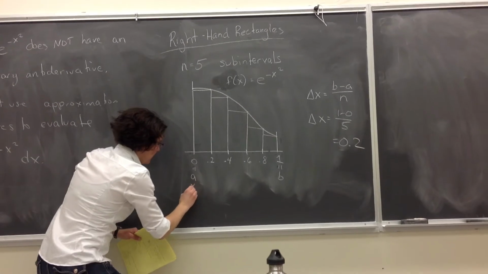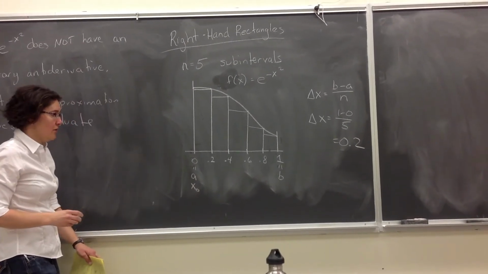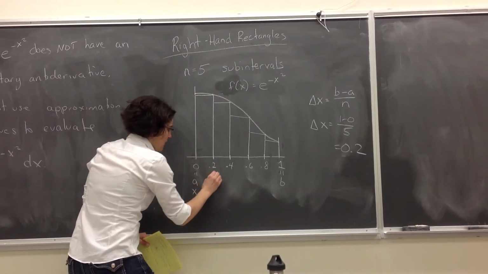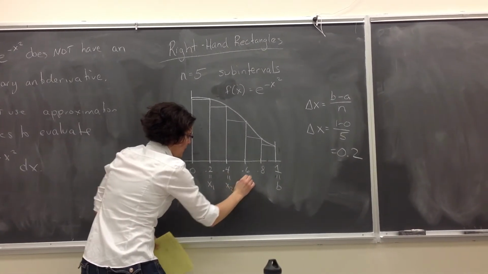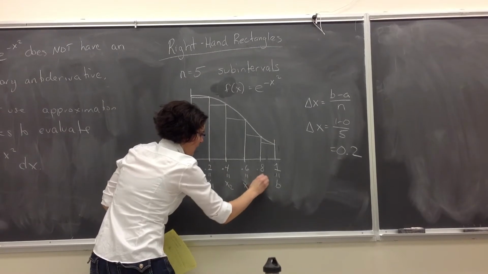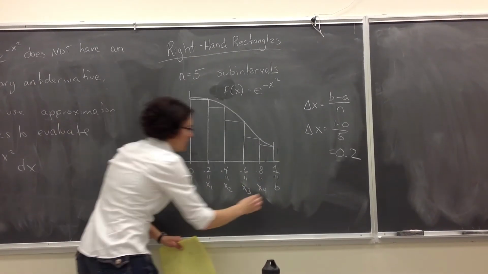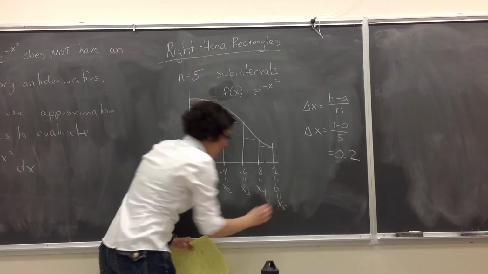My left-hand mark that I have here is x0. My 0.2 will be x1. My 0.4 will be x2. 0.6 will be x3. 0.8 will be x4. And my last one will be x5.